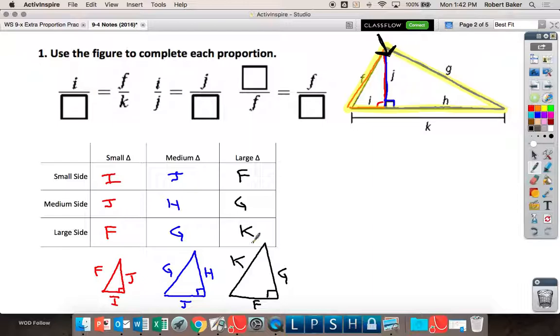How do we feel right now? So this is something you're going to have to do, either with the chart or draw them by yourselves. Because here's the questions. What's the missing part of the proportion?